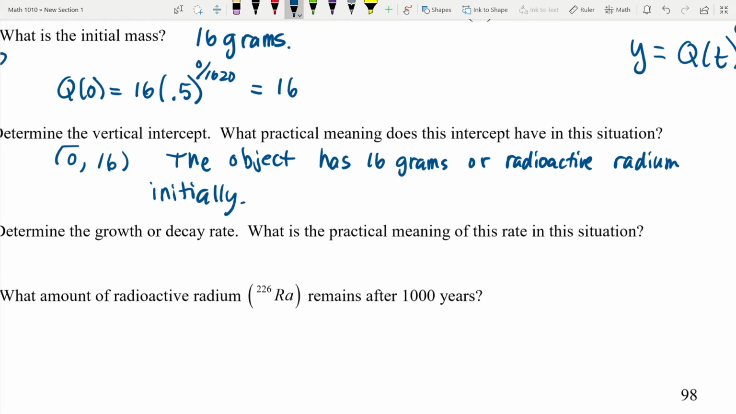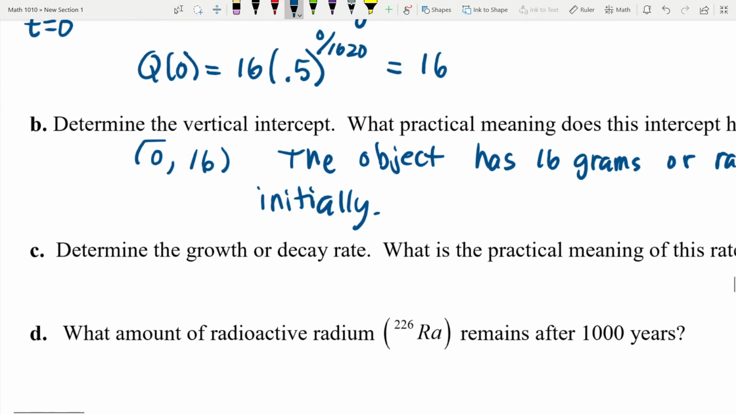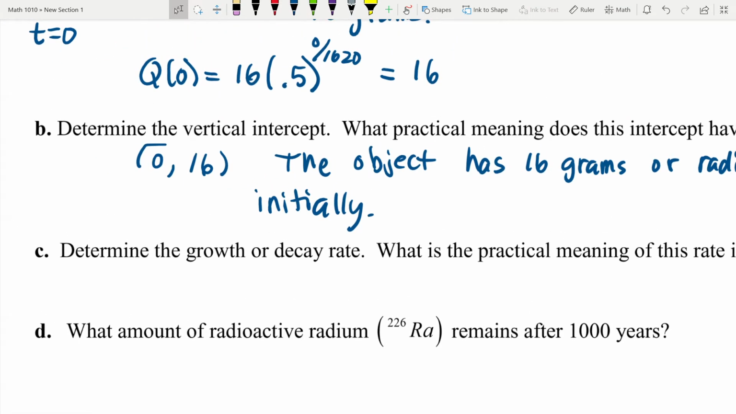That's it. Okay. Determine the growth or the decay rate. Guys, is it a growth rate or is it a decay rate? Talk to me. We've done this. Come on, what is it? It's a decay. Okay. And what is it? Can anybody tell me what it is? It is 0.5. Someone tell me why it's a decay rate. Less than 1, right? Less than 1 means it's decaying.